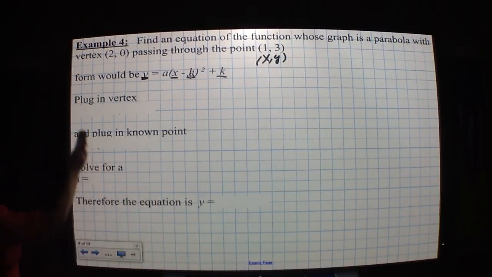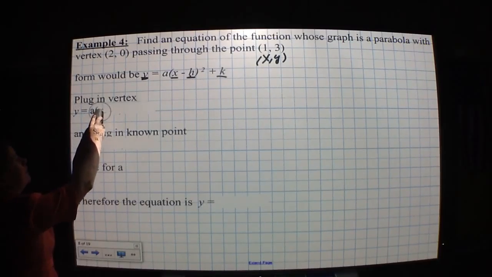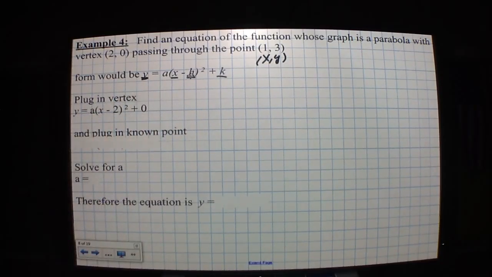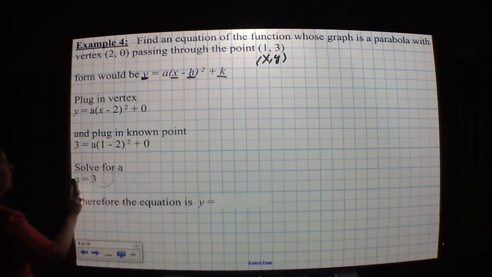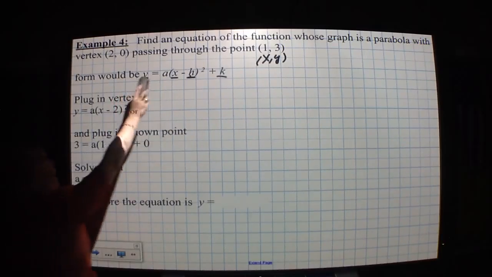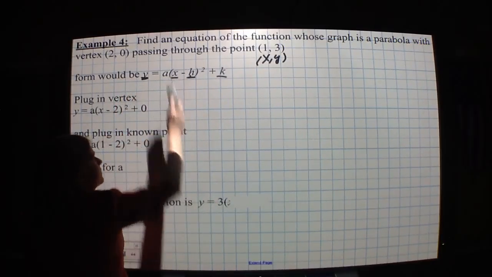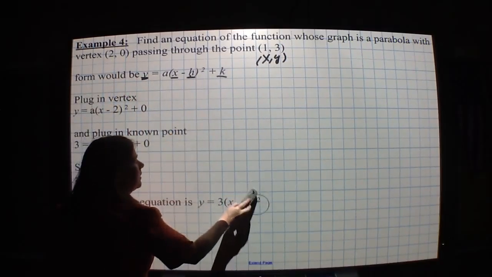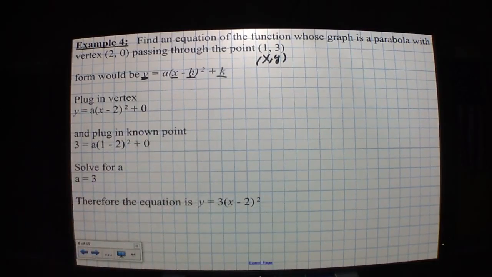So plug in the vertex. So you have y is equal to a times (x minus 2) quantity squared, plus 0. You don't really need that plus 0. Plug in your point. X is 1, y is 3. 1 minus 2 is -1, squared is 1, so a is equal to 3. Therefore, my equation would be y is equal to 3 times (x minus 2) quantity squared. So there's my equation.